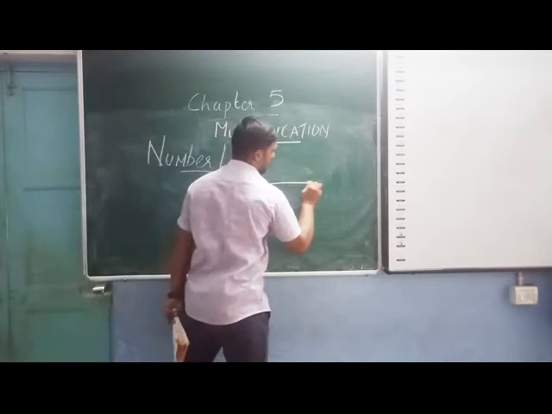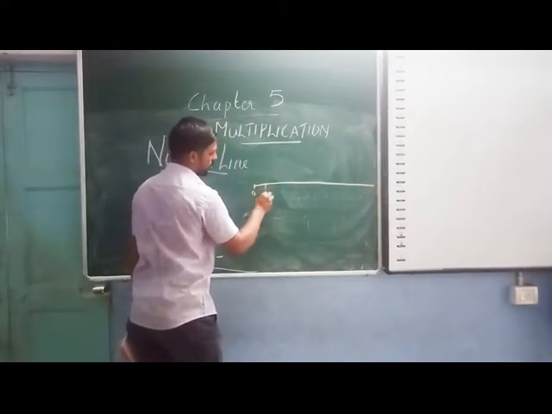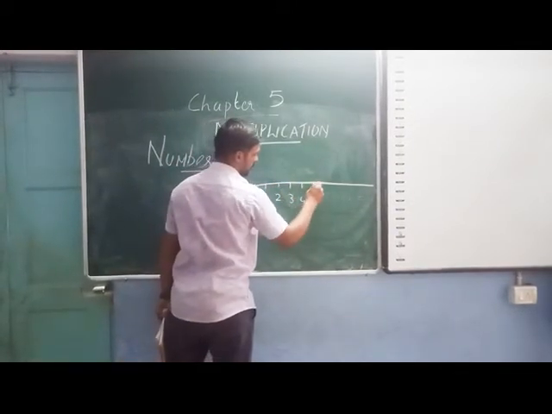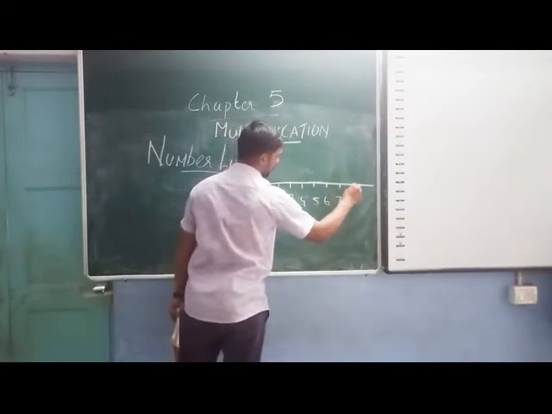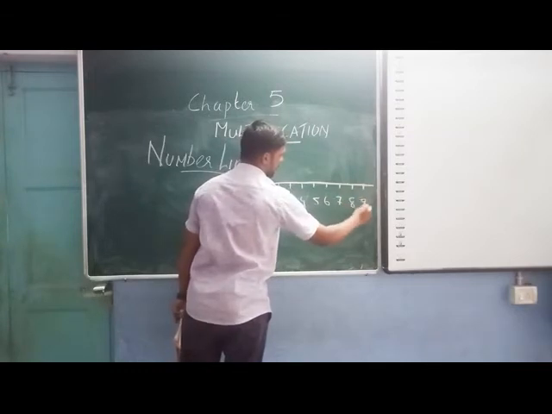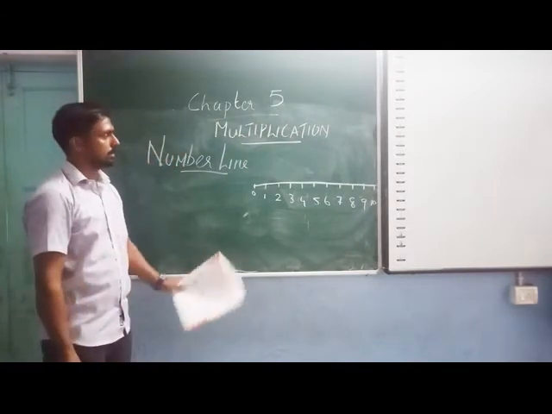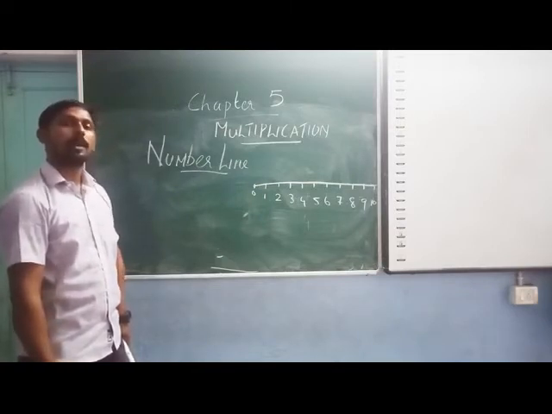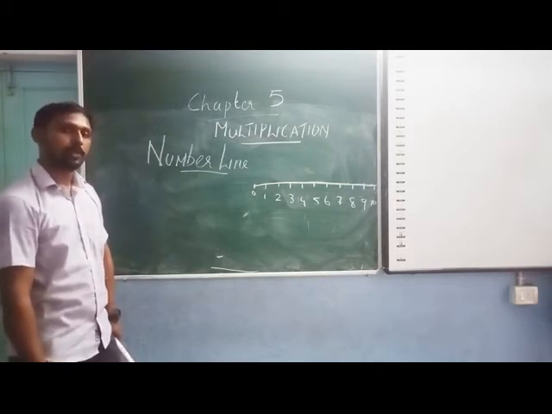So this is a number line, a line starting with 0. Then 1, 2, 3, 4, 5, 6, 7, 8, 9 and finally 10. The number line will go on at the end. So this is called a number line. Now we are going to learn multiplication with the help of a number line.